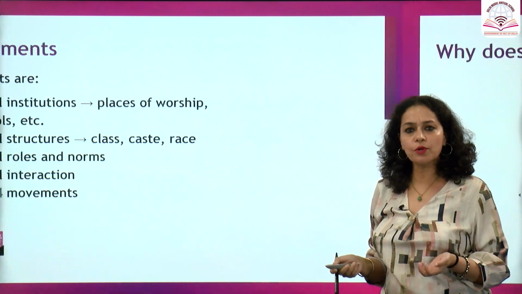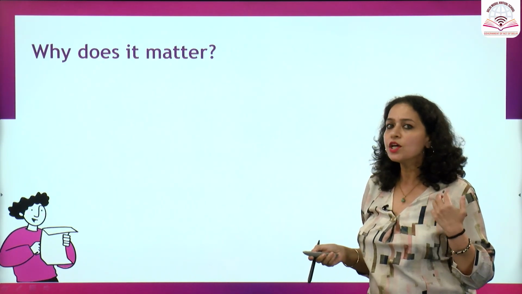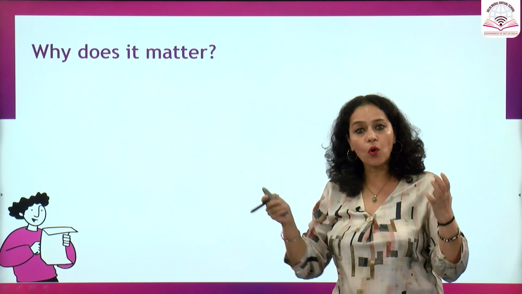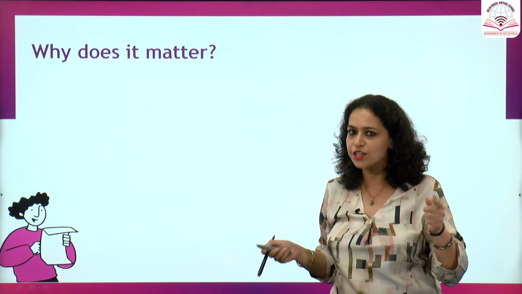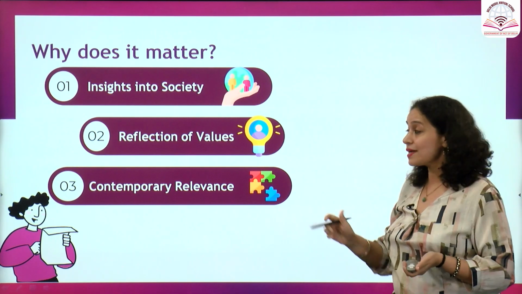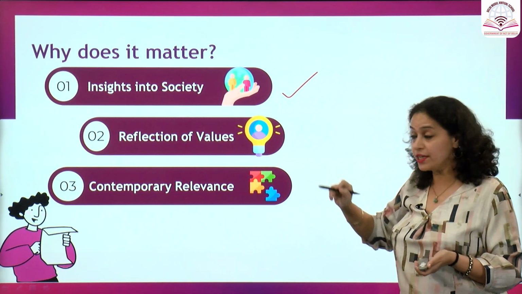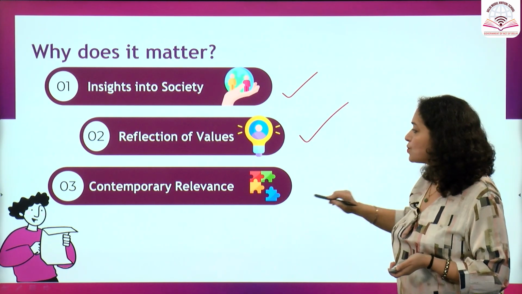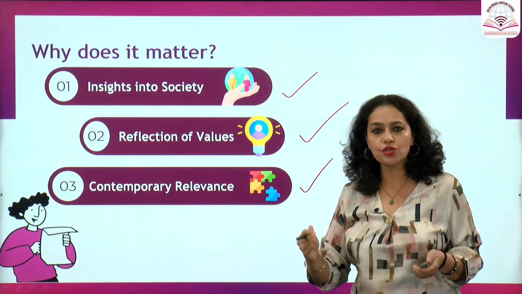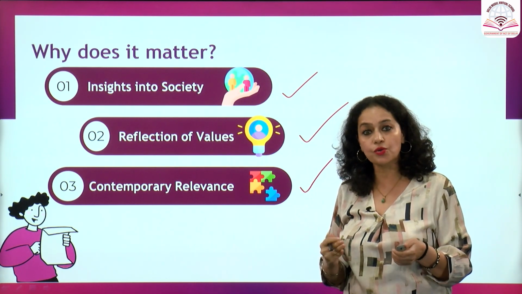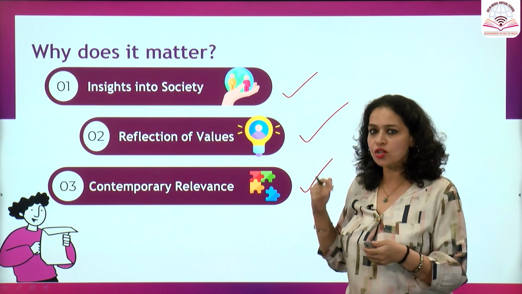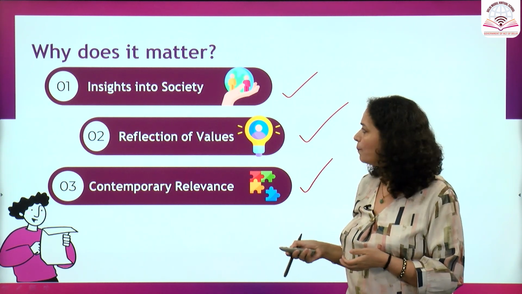Now, when we are talking about culture and social elements, you must be thinking, why does it matter? Why do we have to involve all these things in literature? Yes, students, it's really very important because it gives us insights into society, reflection of values and contemporary relevance. How the cultural and social elements depicted in a particular story are related to our times. So let's take each importance in detail now.